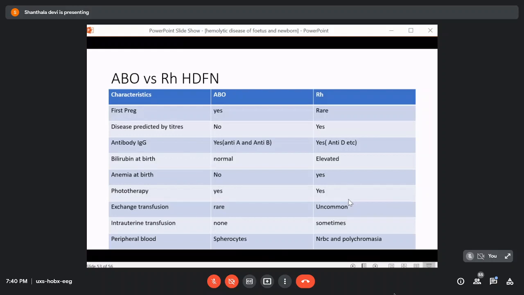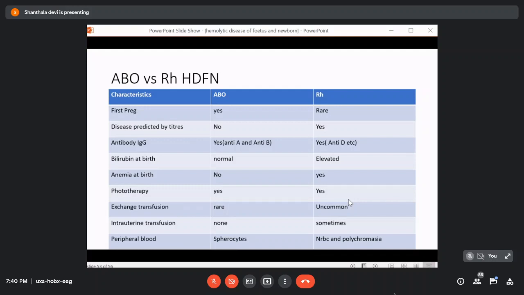And how do you treat these babies? Generally, if ABO incompatibility causes some amount of hemolysis, it can be treated with phototherapy, and extremely rare cases will require exchange transfusion. In RH incompatibility, phototherapy is common, exchange transfusion is required, and intrauterine transfusions are never required for ABO incompatibility, but for RH incompatibility, intrauterine transfusions are sometimes required.